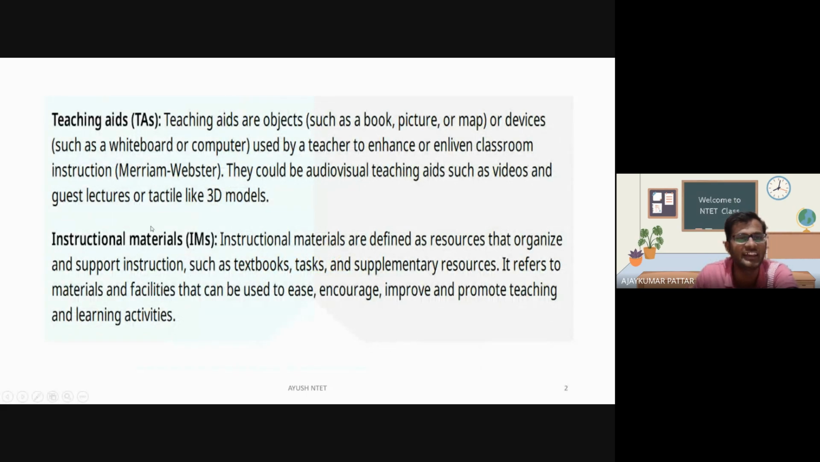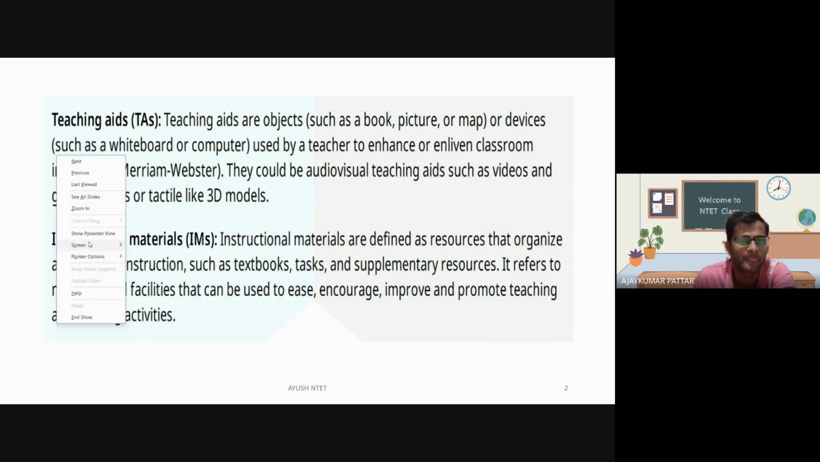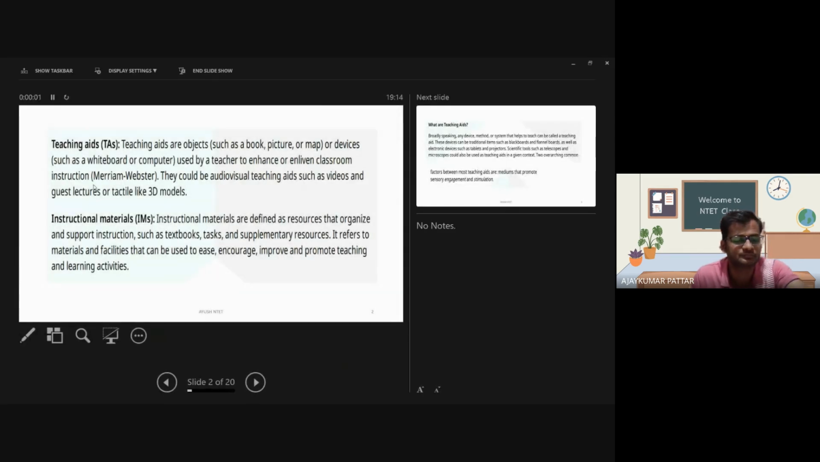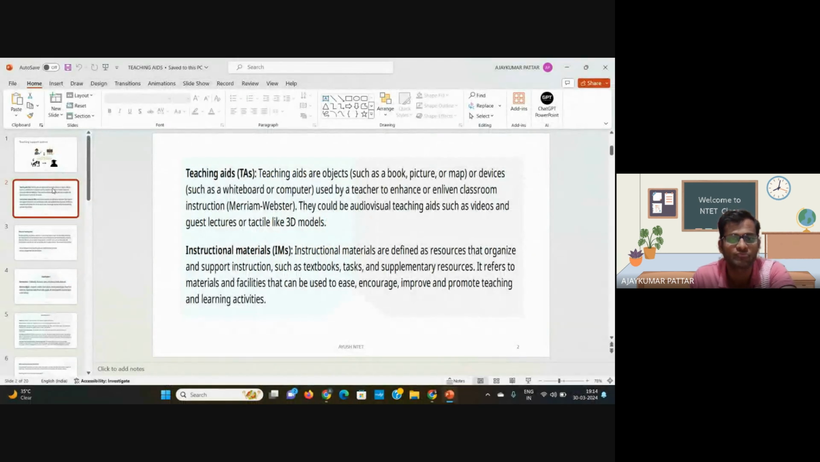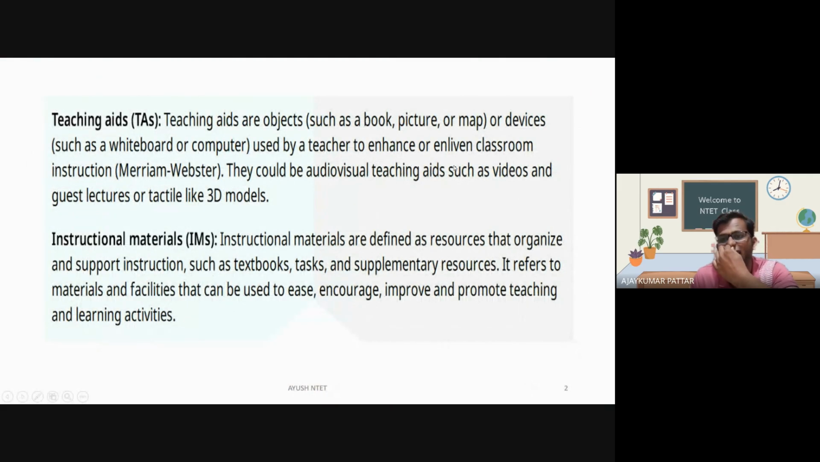So what are teaching aids? Teaching aids are objects such as a book, picture, or map, or a device such as a whiteboard or a computer, used by a teacher to enhance or enliven classroom instruction. They could be audiovisual teaching aids such as videos, guest lectures, or tactile like 3D models.